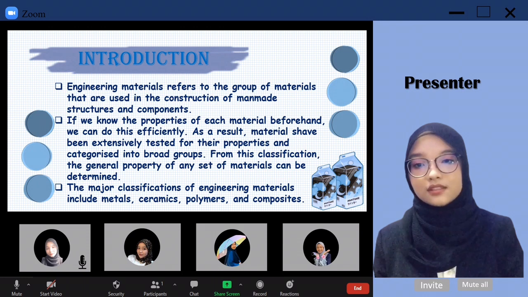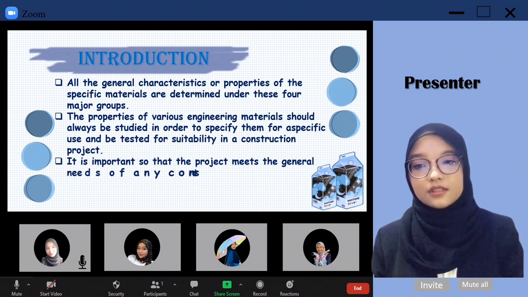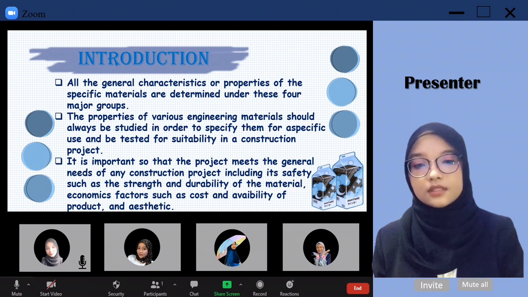The major classifications of engineering materials include metals, ceramic, polymers, and composites. All the general characteristics of properties of the specific materials are determined under these four major groups. The properties of various engineering materials should always be studied in order to specify them for a specific use and be tested for suitability in a construction project.